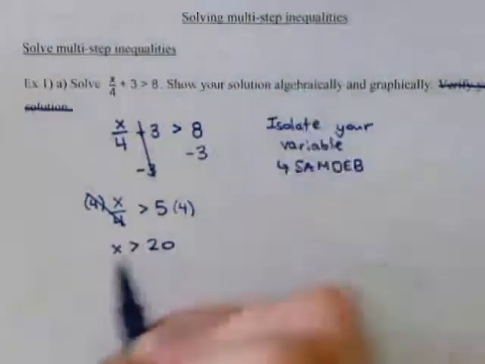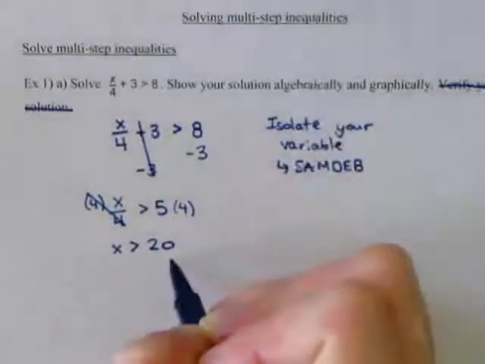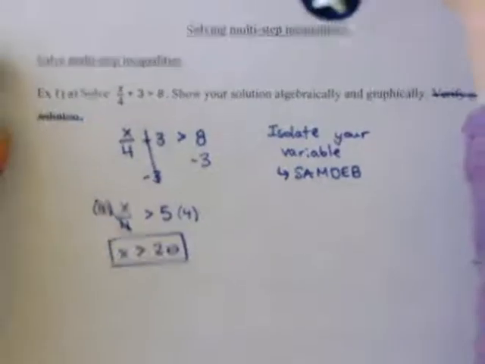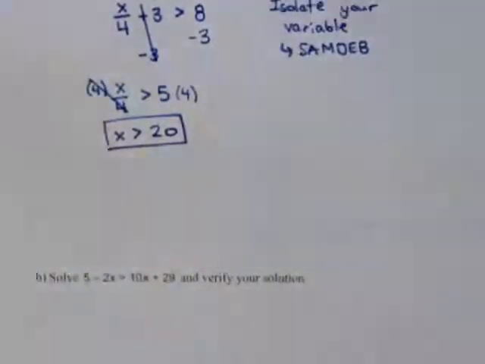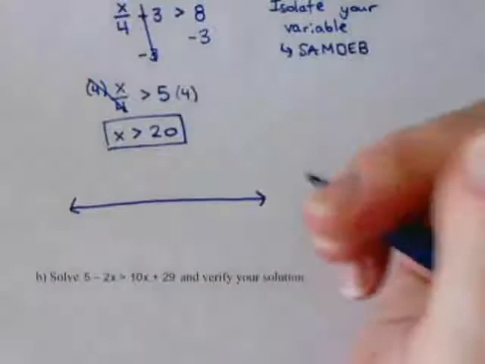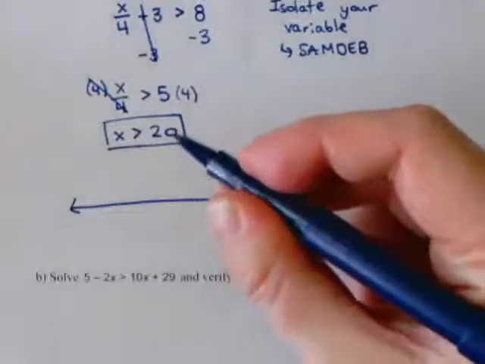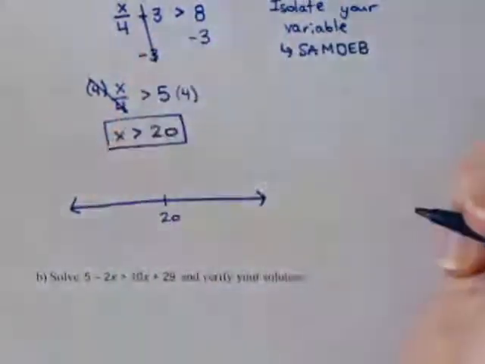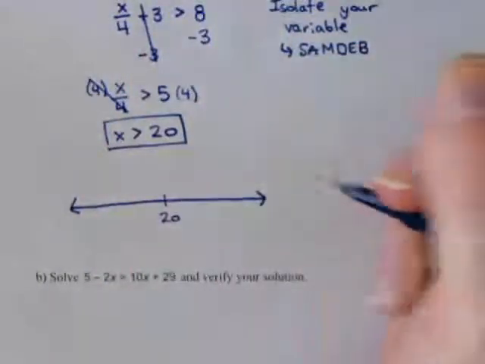Now, this right here is algebraically. So that is one final answer that we do need to square off. Now, how do we show this graphically? Well, we want to use a number line for this. So we start by putting our number line down. Put your 20, which is your boundary point, in the middle and add numbers, a few on the right side, a few on the left side.